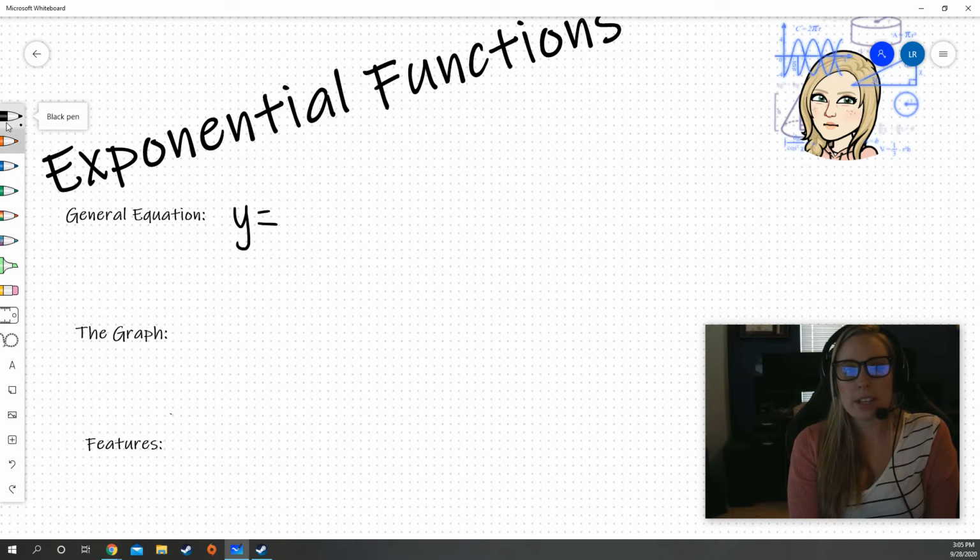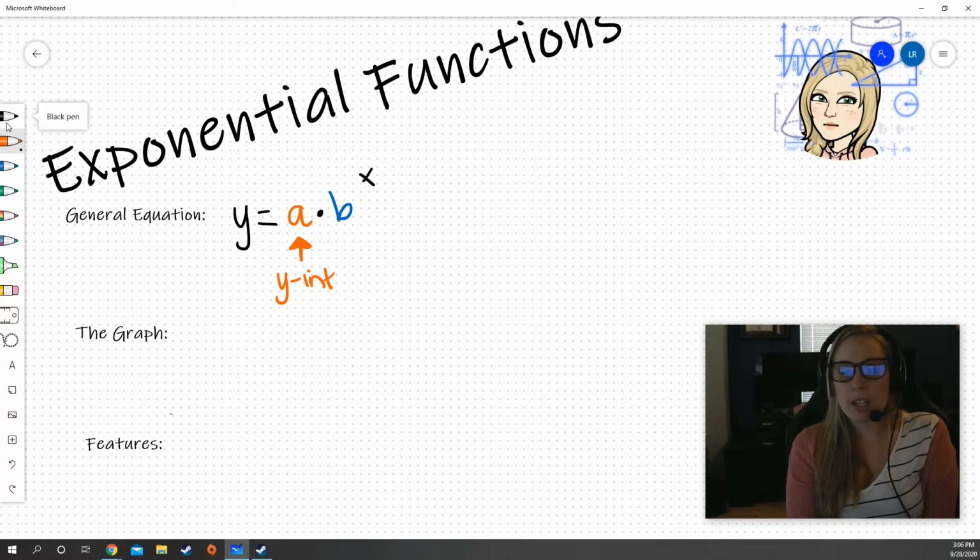Y equals A times B to the power of X, where A is some constant, and A, if there is nothing being added or subtracted to this, will actually be your y-intercept. If something is being added or subtracted to this, then that's going to shift your entire function up or down. And so that's going to change this. But right now, A is going to be your y-intercept. And B is the base. So that is the factor at which this is exponentially changing.